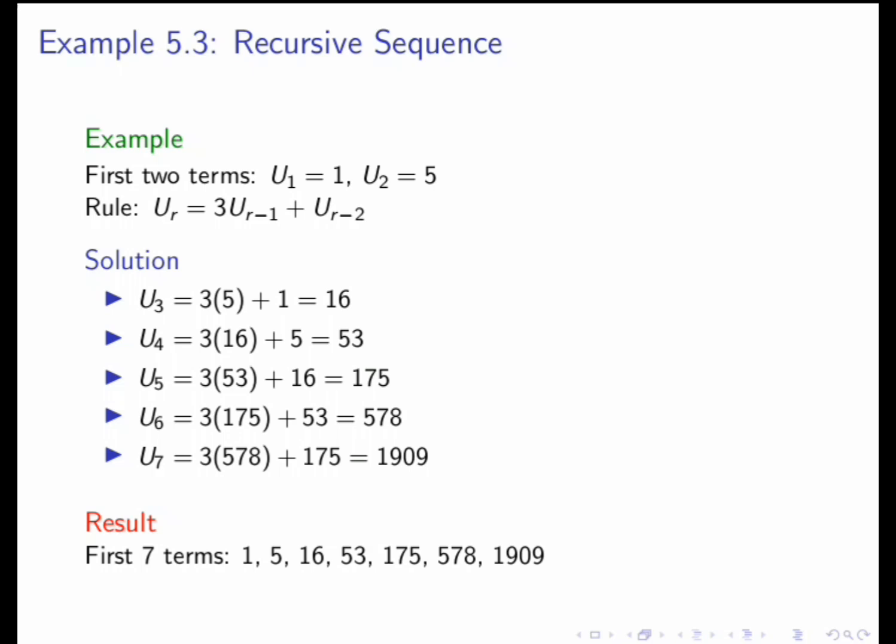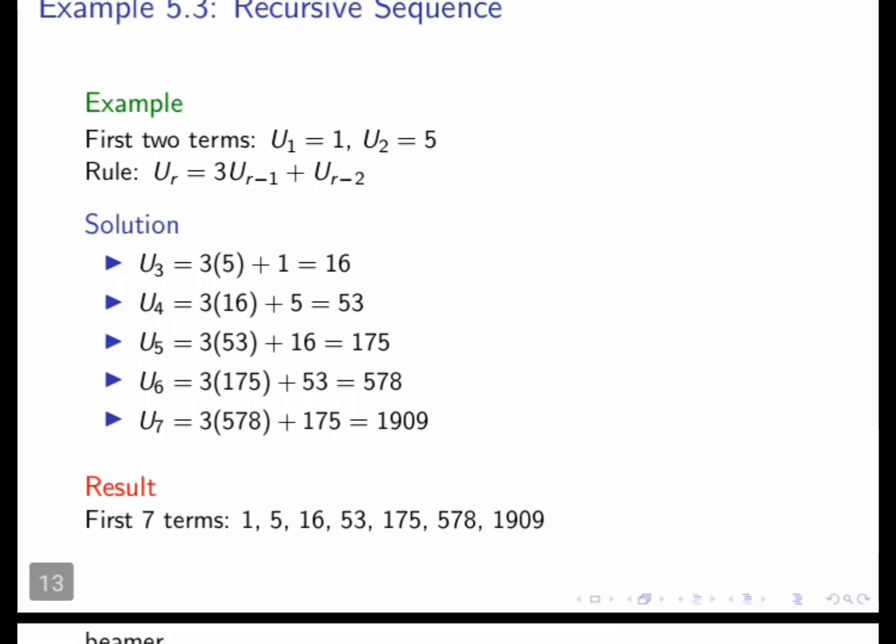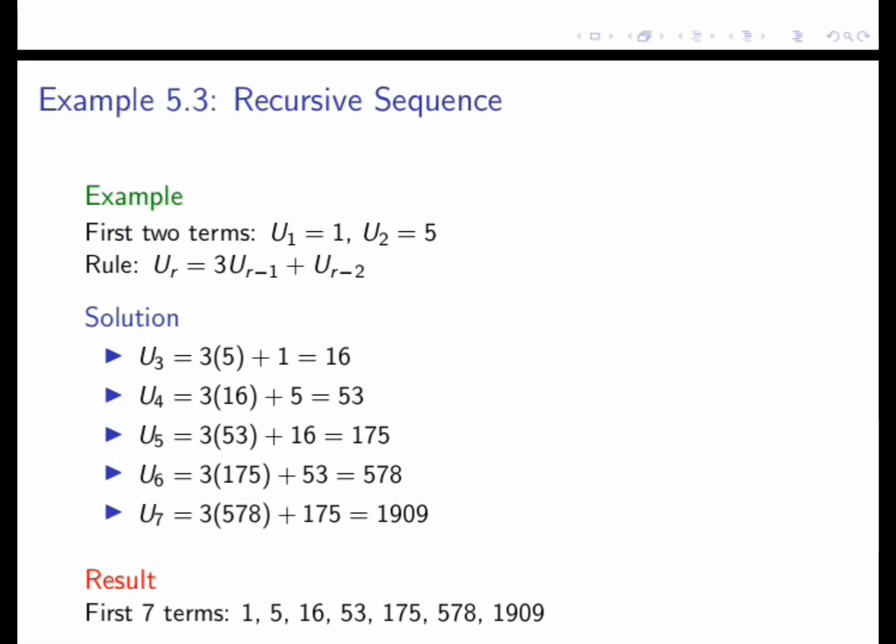The same thing for u5 too. u5 will be 3 multiplied by 53 plus 16, which is 175. The same thing for u6 too. 3 multiplied by 175 plus 53, which is 578. So it means that the first 7 terms for this particular recursive sequence is 1, 5, 16 down to 1909. So this is what we have by recursive sequence.